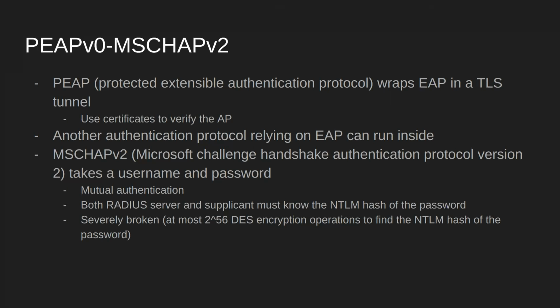MS-CHAP is really broken. It takes at most 2 to the 56 DES encryption operations to figure out the network key. And they don't have to know the password. They have to know the NTLM hash of the password. That's just a specific detail, but technically you don't need the password to log into the network. You really need the hash of it. But MS-CHAP is broken, but it should be fine once you wrap it in PEAP because TLS is not broken.